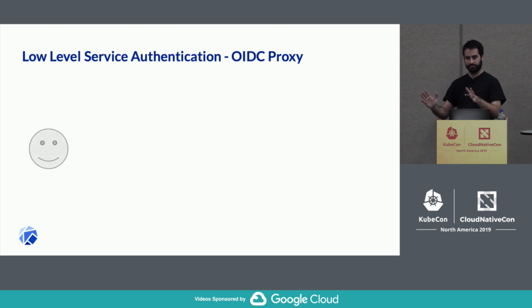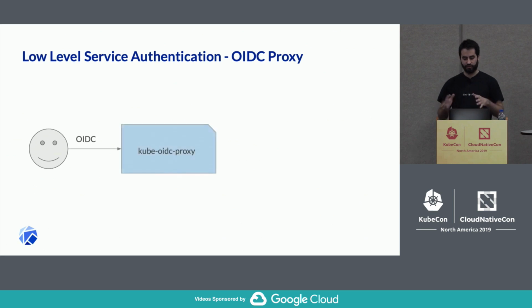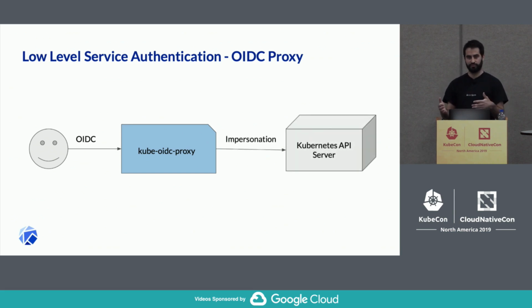You are a user, and you issue requests using the OIDC interface to a pod running inside your cluster called the KubeIDC proxy. And once this pod authenticates who you are using OIDC, it will then proxy your requests to the Kubernetes API server using something called impersonation. So it's essentially as if you were the one doing the request.